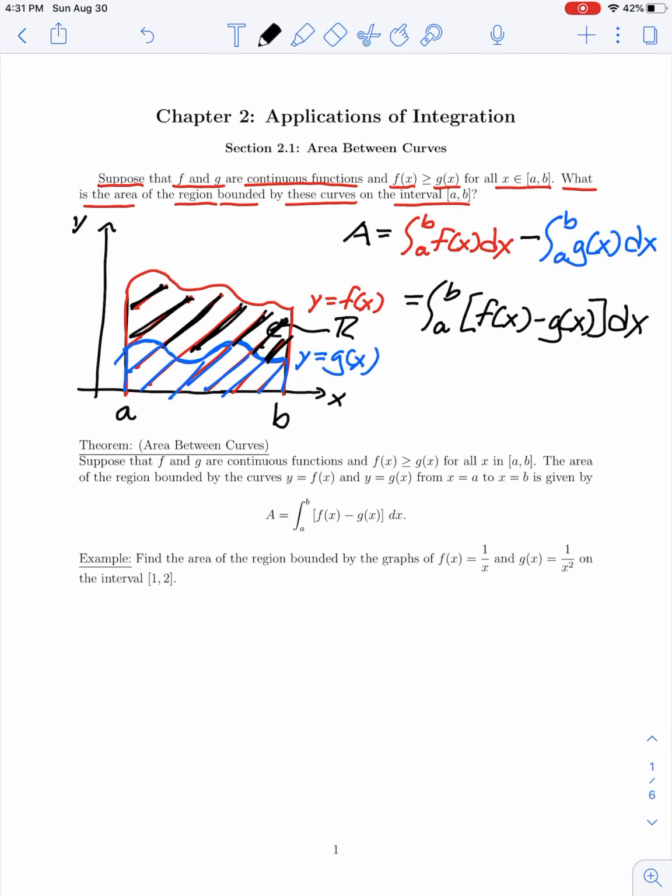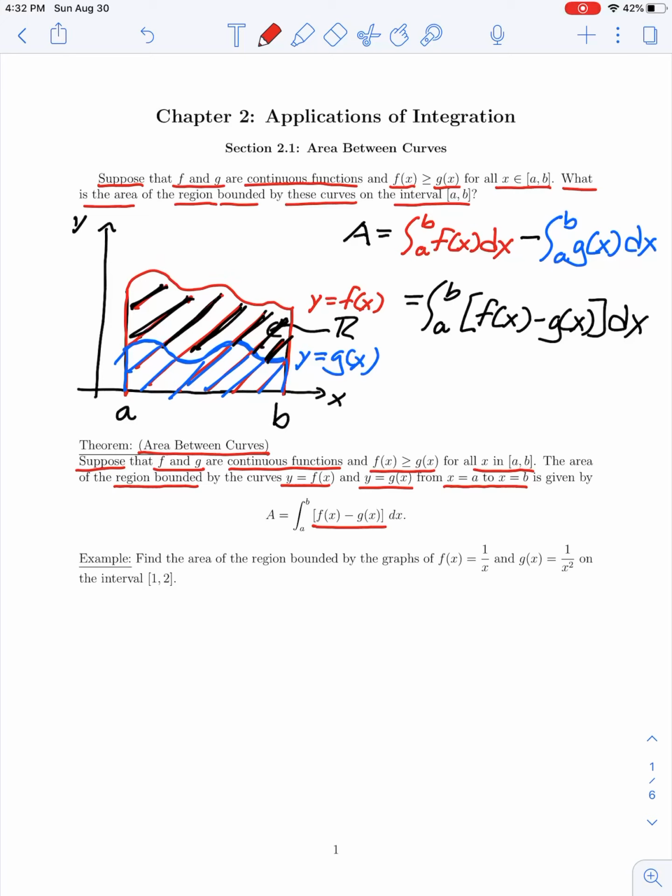and then that gives you the area of the region between those two. So what we have derived is the following theorem, which gives us a formula for the area between curves. This says, suppose f and g are continuous functions, and f of x is greater than or equal to g of x. So that is, f of x is the upper curve for all values of x on the interval from a to b. So in this case, the area of the region bounded by the curves f of x and g of x from x equals a to x equals b is given by the integral from a to b of the difference of the two functions, f of x minus g of x with respect to x.